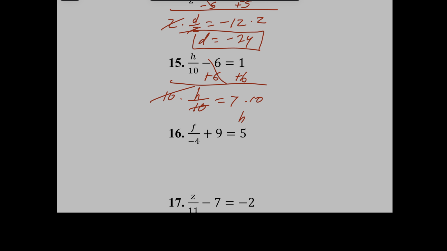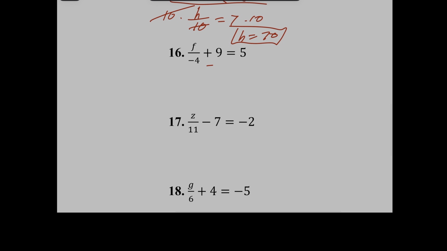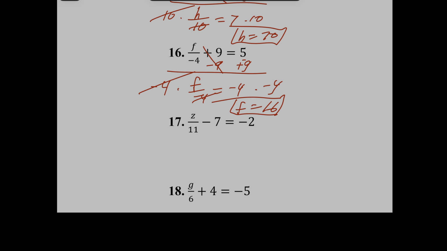Boom, boom, they die. H equals 70. All right, let's subtract 9 to both sides. Boom, die. F over negative 4 equals, and add a line, change a sign. That's going to be a negative 4. Multiply each by a negative 4. Boom, boom, and I get F equals positive 16, because negative times a negative is a positive.